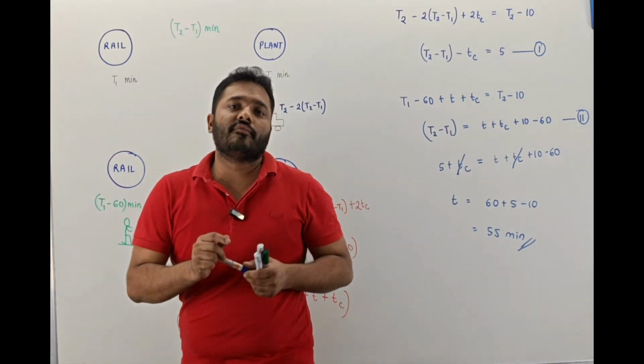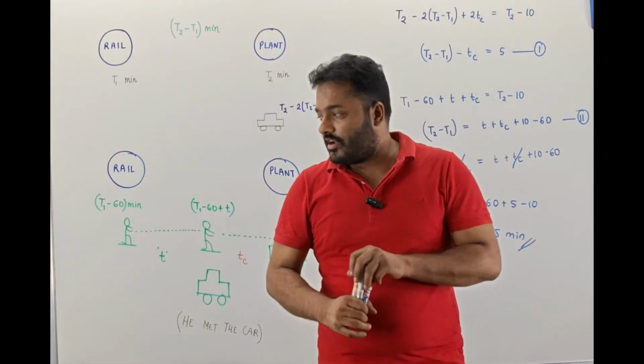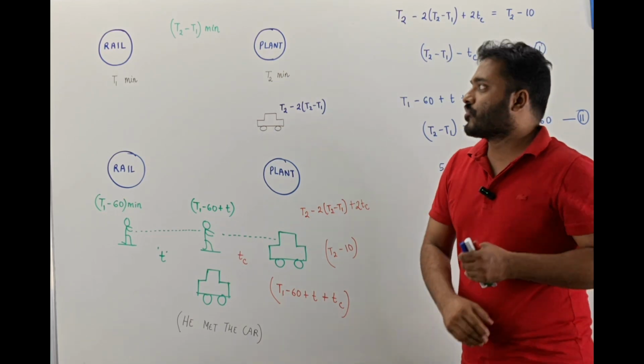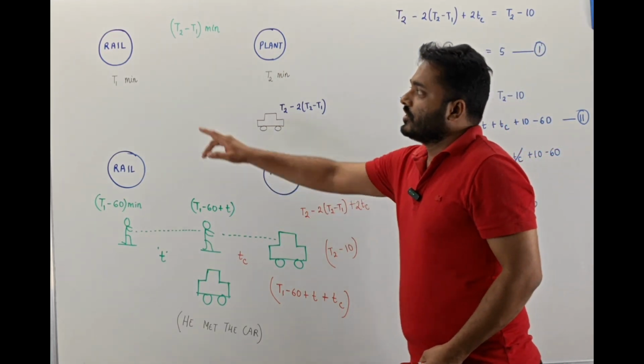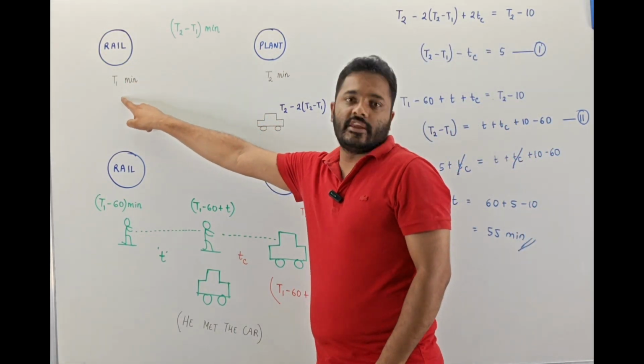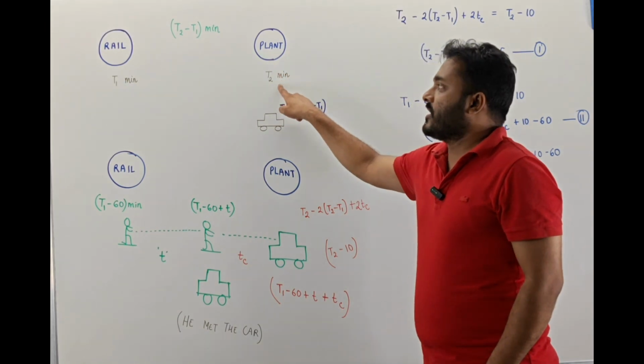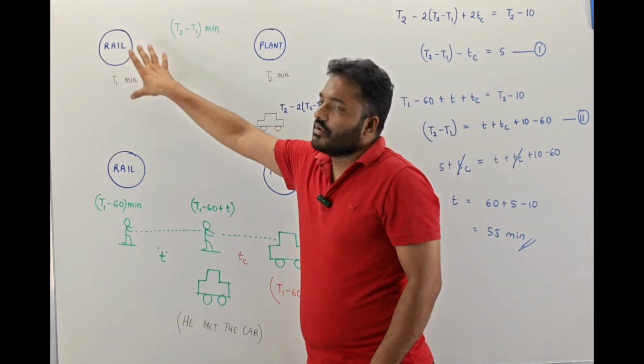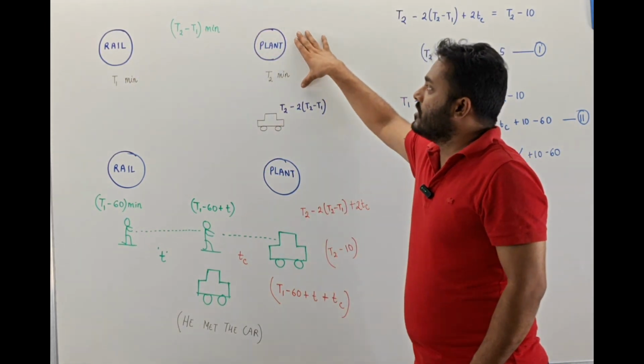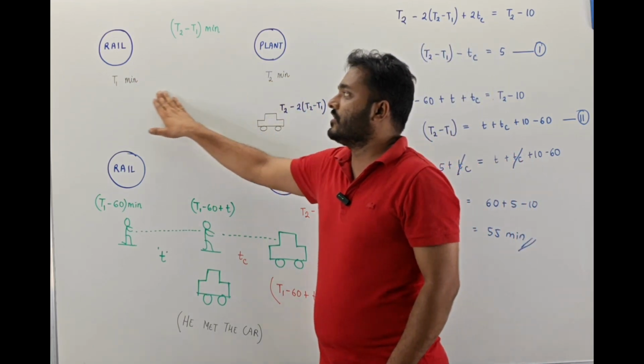Let me explain it one more time so that you can understand bit by bit this beautiful problem which we have discussed. So T1 is the span of time when the train arrives, and T2 is the span of time when the car with the engineer reaches the plant. This is the first thing which we need to understand.